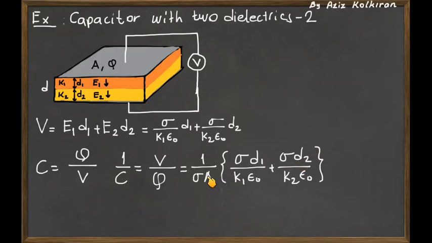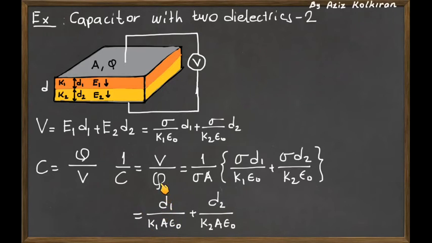And if you simplify this expression, of course, you cancel out the surface charge density sigma, and you will have the addition of two terms. One is D1 divided by K1 A epsilon 0, and the other is D2 divided by K2 A epsilon 0. But if you look closely at what this expression is, A times epsilon 0 divided by D1 is nothing but the capacitance of a capacitor which has thickness D1. And if you multiply this by K1, then this is a capacitor having a dielectric between the plates which has dielectric constant K1.